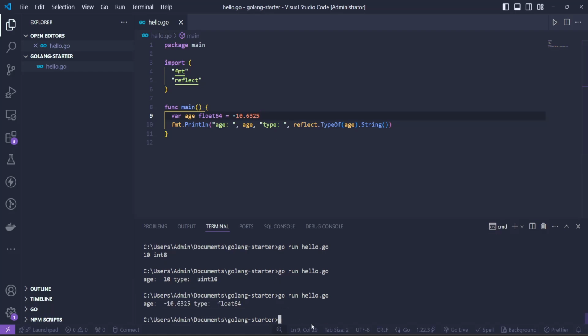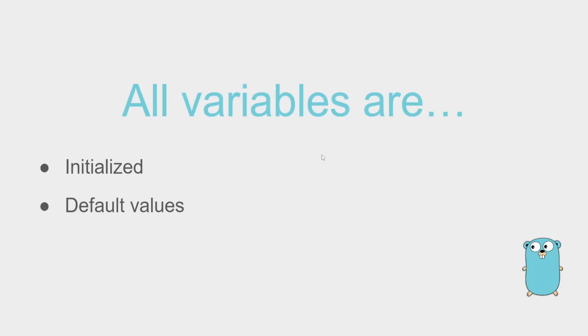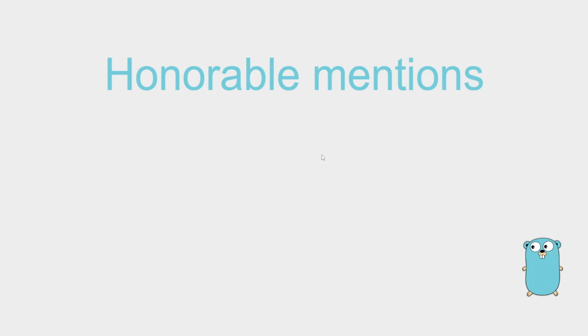So as you can see, our value is minus 10 point something and type is float64. So you can also use float32 here. That's not a big deal. So 32, not 312, that's 32. Yep. Alright, now then let's have some honorable mentions of some rarely used types.